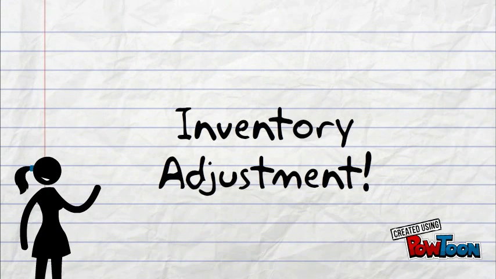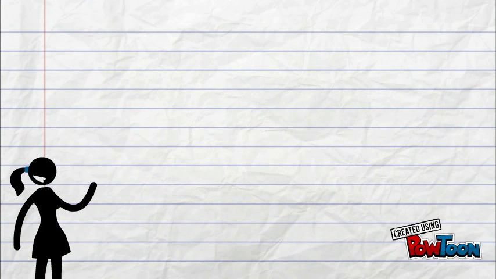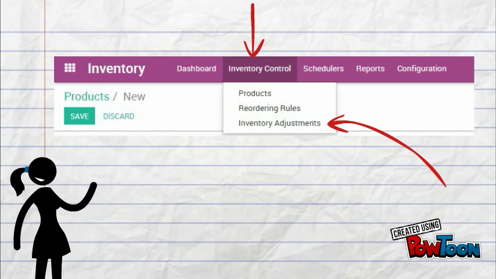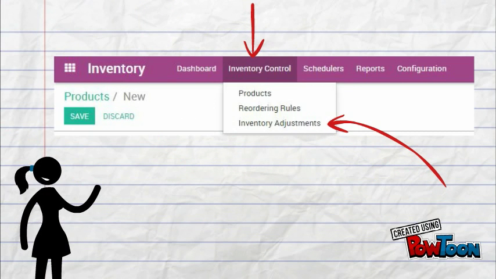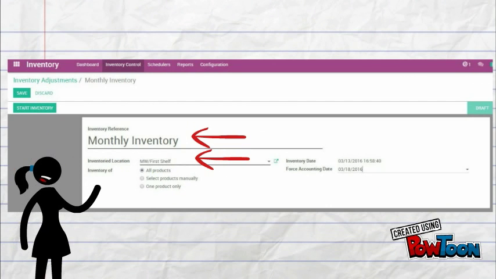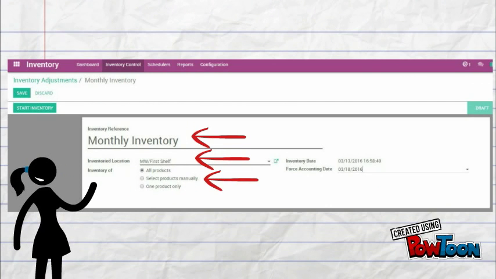Next, we need to do an inventory adjustment. To do that, we go back to the Inventory app, we click in the Inventory control section and we choose the Inventory adjustment. Next, we will need to fill up the template with the inventory reference, the location of the inventory, and we can also select the products for our inventory.